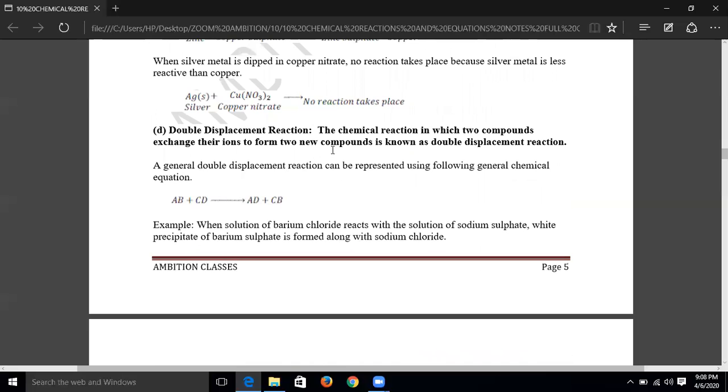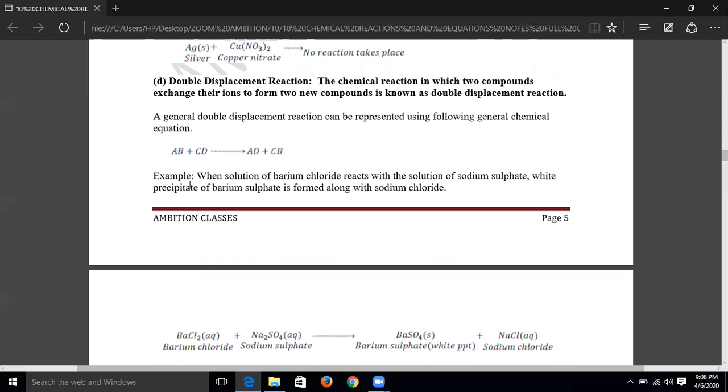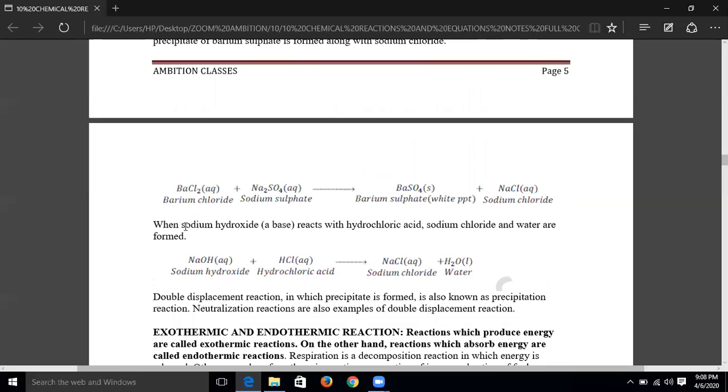Double displacement reactions: the chemical reactions in which two compounds exchange their ions to form two new compounds are known as double displacement reactions. Here AB reacts with CD to form AD and CB. Here A is displaced by C or C is displaced by A. We can say both. So this is double displacement reaction. Barium chloride reacts with sodium sulfate to form barium sulfate and sodium chloride. Here barium is displaced by sodium or sodium is displaced by barium. So this is double displacement reaction.